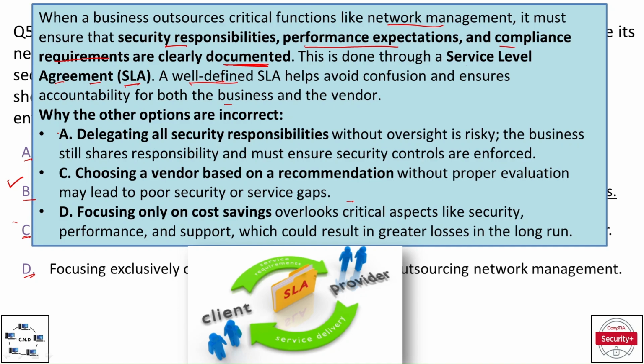So, why are the other options incorrect? Option A, delegating all security responsibilities without oversight is risky. The business still shares responsibility and must ensure security controls are enforced. Option C, choosing a vendor based on a recommendation without proper evaluation may lead to poor security or service gaps. And option D, focusing only on cost savings overlooks critical aspects like security, performance, and support, which could result in greater losses in the long run.